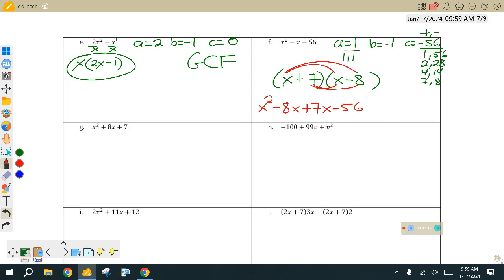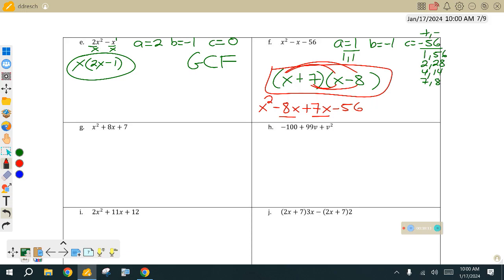A and C checks out as it should. Linear term is what I'm looking for. -8 plus 7. Does that give me that -1? It does check out. Okay, so we were good to go. The other 3 pairs, not happening. If you chose poorly and said 2 and 28, it's never going to happen. 4 and 14, never going to happen. 1 and 56 doesn't work. 7 and 8, that's the only combination that works. It's got to be the +7, and it's got to be the -8.